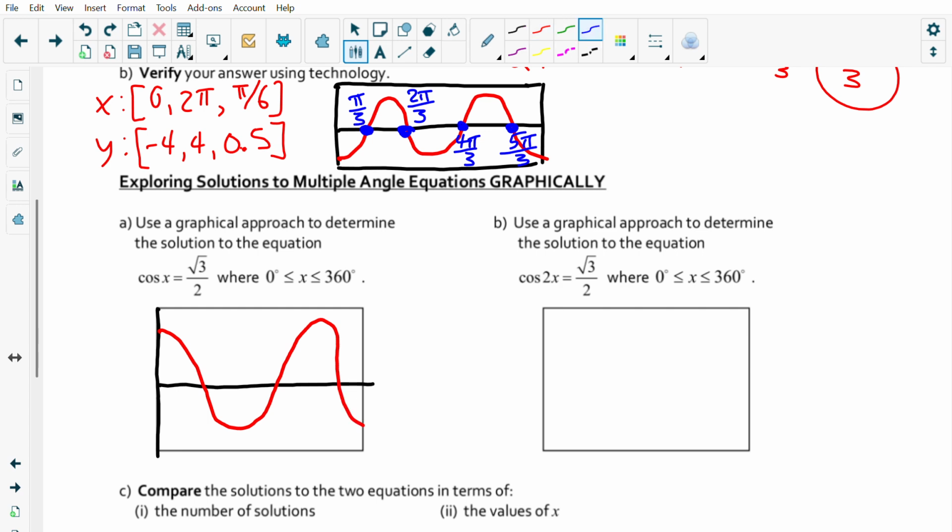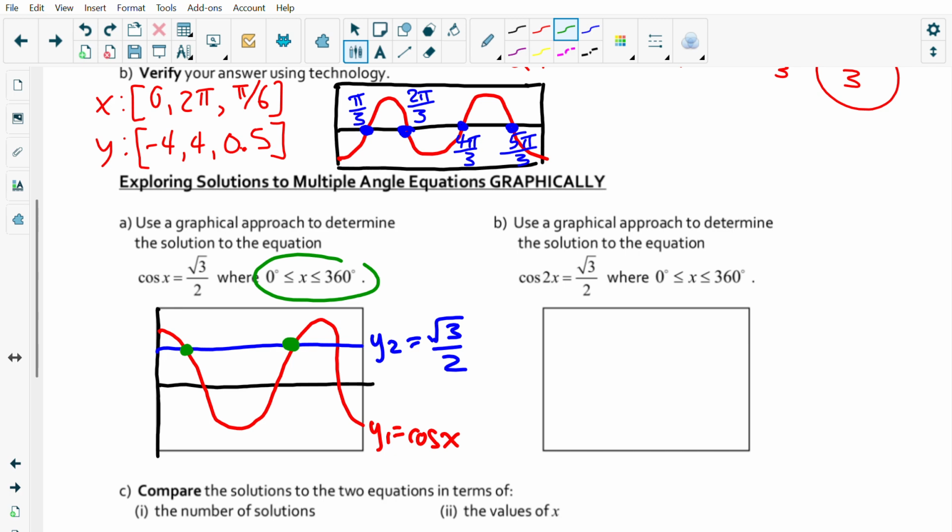Okay, and then, the red is y1 equals cosine of x. And then in blue, y2 equals square root of 3 over 2. So we use our graphing calculator. We graph the intersection points. I'll do that in green here. It's within this domain of 360. So 360 would be right at that maximum. This is 360 degrees. Okay, so the solution I get here, first one is 30 degrees.